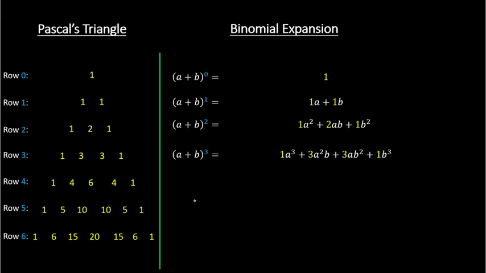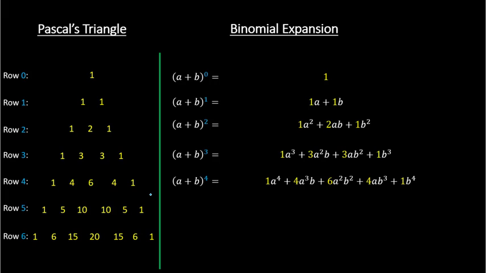And this pattern will continue: a plus b to the fourth power. The coefficients found for each term will be the numbers found in Pascal's triangle in the fourth row. And this would give us 1a to the fourth plus 4a cubed b plus 6a squared b squared plus 4ab cubed plus 1b to the fourth power. So notice those coefficients are the same as the numbers found in row 4.